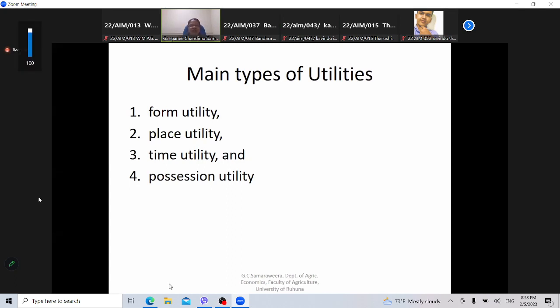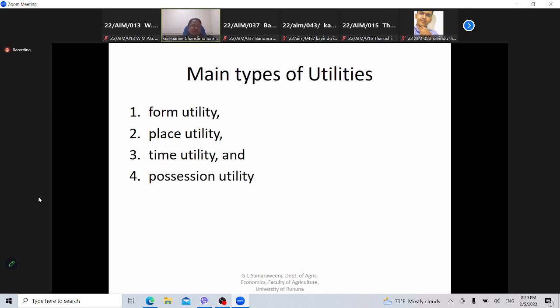Very good. So likewise, to give different utilities, we can give different functions. To give form utility, we can process the product and change the form. To give place utility, we can use transport from one place to another to give satisfaction to the people who need them. To give time utility, we can store the product and give it to the consumers at the right time they need the product.